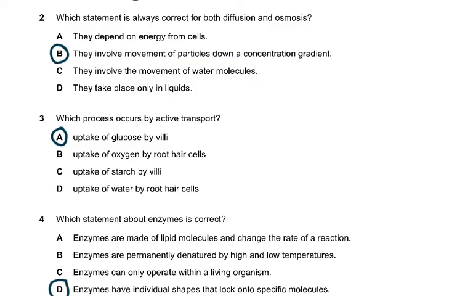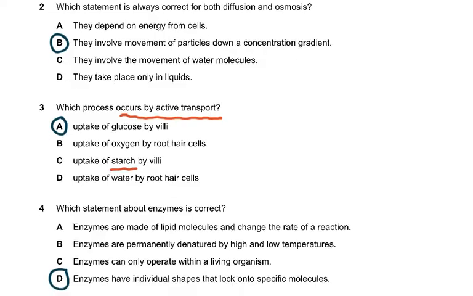Then question 3, which process occurs by active transport? Uptake of glucose by villi, uptake of oxygen by root hair cells, uptake of starch by villi. No, starch cannot be absorbed into the villi. Uptake of water by root hair cells is osmosis, not active transport. So the answer to that was A.